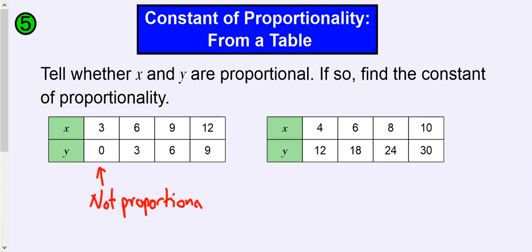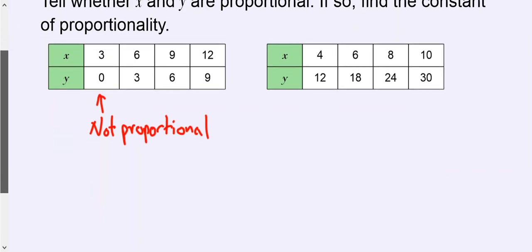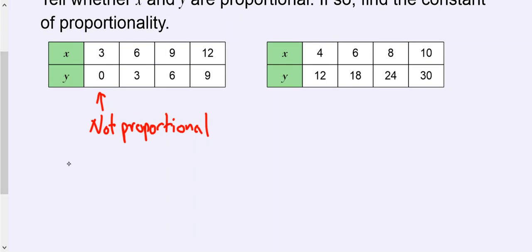Because if we put this into the graph, it would not pass through the origin at the point 0, 0. When x is 0, y is 0, that is not true for this situation. We can also look at some other ordered pairs. Like let's look at 6 over 3 equals 9 over 6. Now if we have a proportional relationship, these should both equal the same number. So 6 divided by 3 would be 2, and 9 divided by 6 would be 1.5. So this is not proportional.